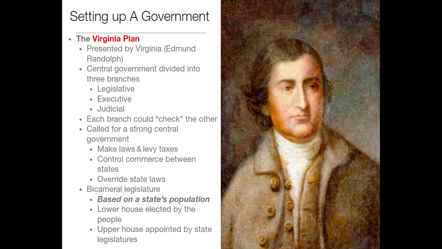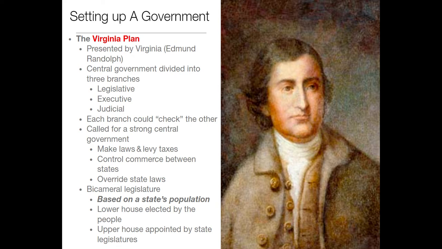Setting up a government. The Virginia Plan was presented by the Virginia delegate Edmund Randolph. This plan would have a central government divided into 3 branches: a legislative, executive, and judicial branch. Each branch could check the other branches. It called for a strong central government, a government that could make laws and levy taxes, control commerce between the states, and override state laws. They saw that was definitely a weakness of the Articles, for not having a strong central government. So this is, again, a correction that they're making.